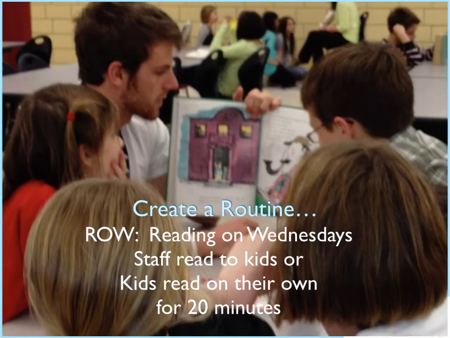And remember that our environment doesn't just include our space, it also includes routine and relationships. And here's a routine that I'd really recommend to you. This is one that is done in a YMCA program, and they call it ROW, which stands for Reading on Wednesdays. So every Wednesday in this program, either the staff read to a group of kids or kids read on their own for about 20 minutes.